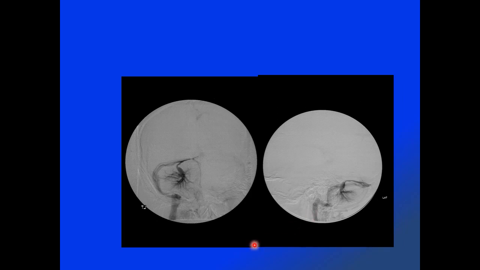Late venous phase images from cerebral angiography in AP and lateral views nicely demonstrate these multiple small venous tributaries draining into a larger draining vein, then eventually into the medial aspect of the right transverse sinus. And this is the appearance that people talk about as caput medusa. It's a very classic example of a development of venous anomaly.